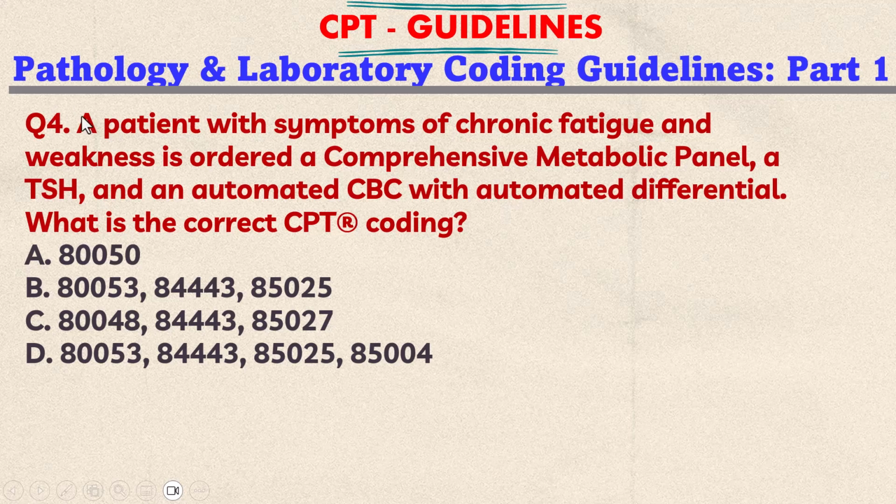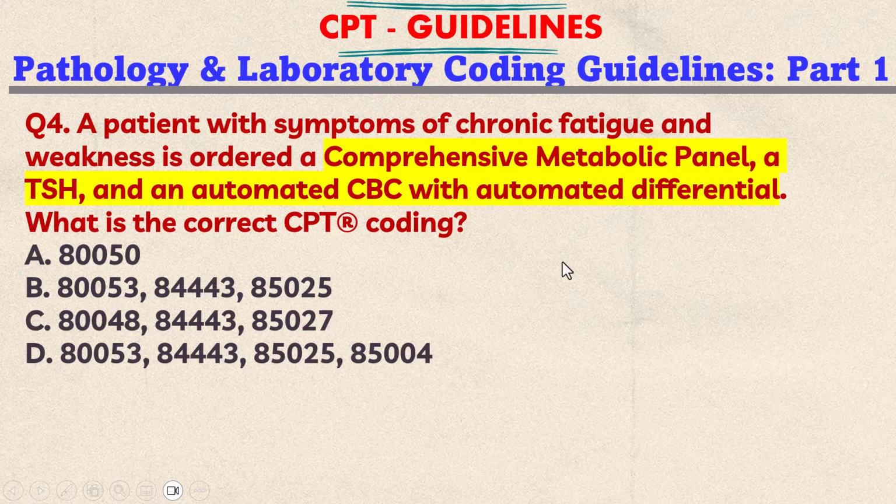Question number 4. A patient with symptoms of chronic fatigue and weakness is ordered a comprehensive metabolic panel, a TSH, and an automated CBC with automated differential. What is the correct CPT coding? So there are 4 answers available. Take the CPT code book and find the answer. So here you have to highlight the procedures done: comprehensive metabolic panel with a TSH and then automated CBC with automated differential.